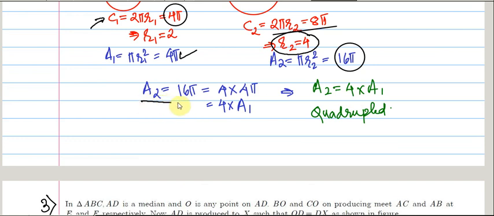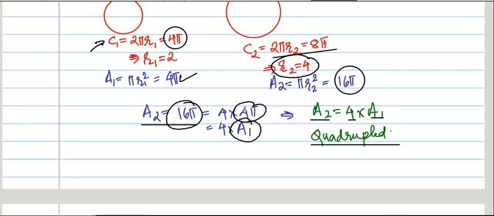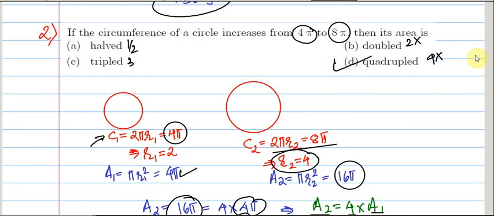Now observe that A2, the area for the second circle, is 16 pi. For this 16 pi, I can write 4 into 4 pi. Then this 4 pi is my first area. So A2 is equal to 4 times A1. So it's 4 times, quadrupled. Okay, this is the correct option.